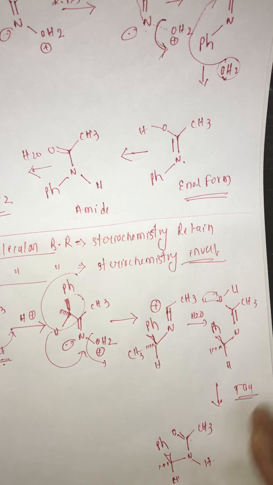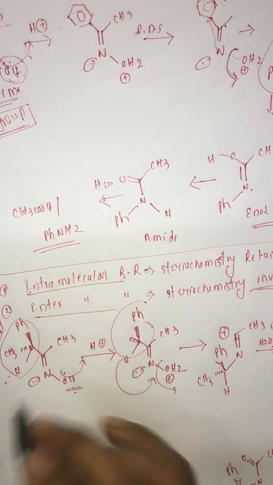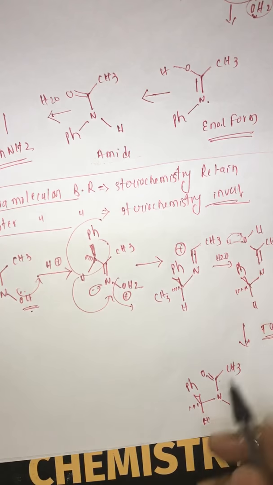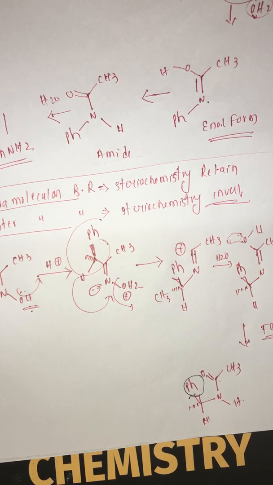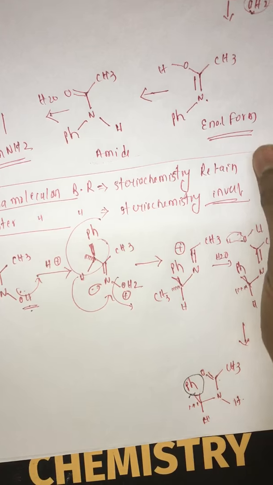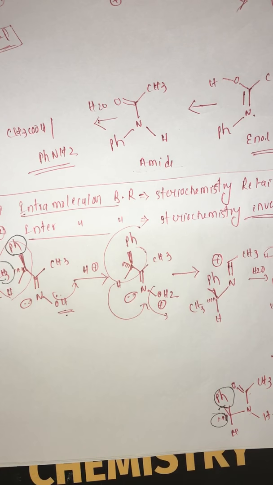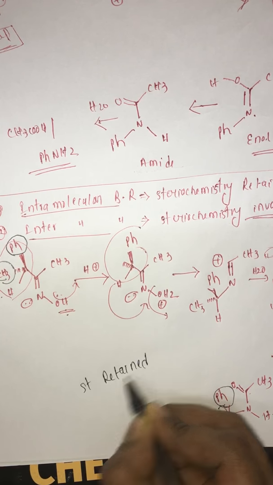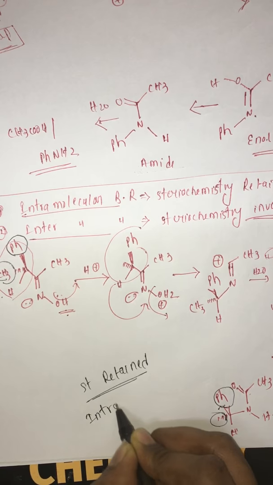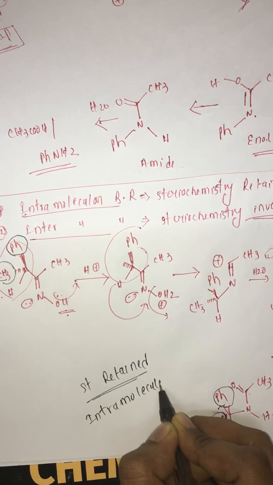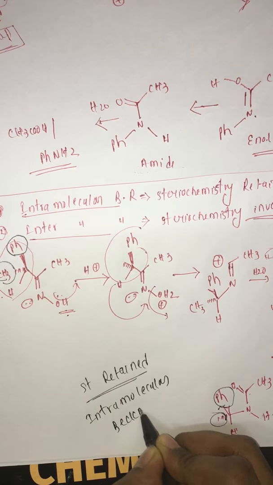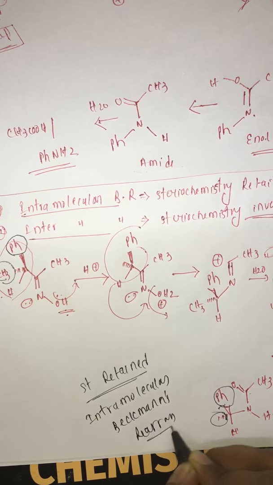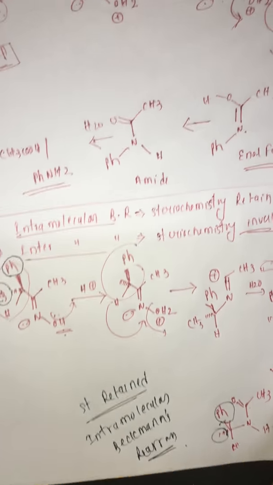So here, as we can see in the reaction, in the starting precursor, Ph is present above the plane, and in the product side also Ph is present above the plane, whereas the methyl group is present below the plane, and here also the methyl group is present below the plane, meaning the stereochemistry is retained. Stereochemistry retained means that comes under the intramolecular Beckmann rearrangement. Okay, now we'll go for the intermolecular Beckmann rearrangement.